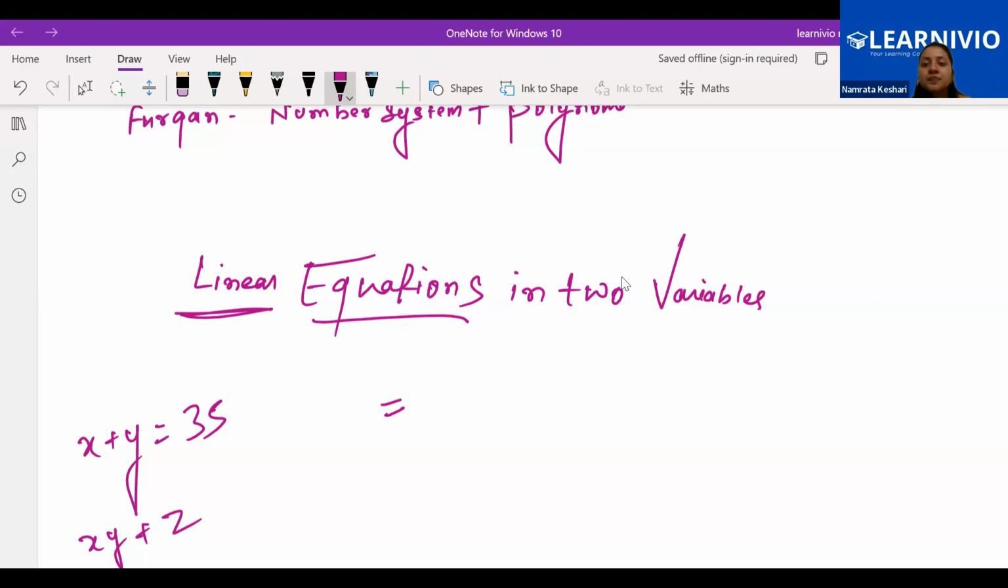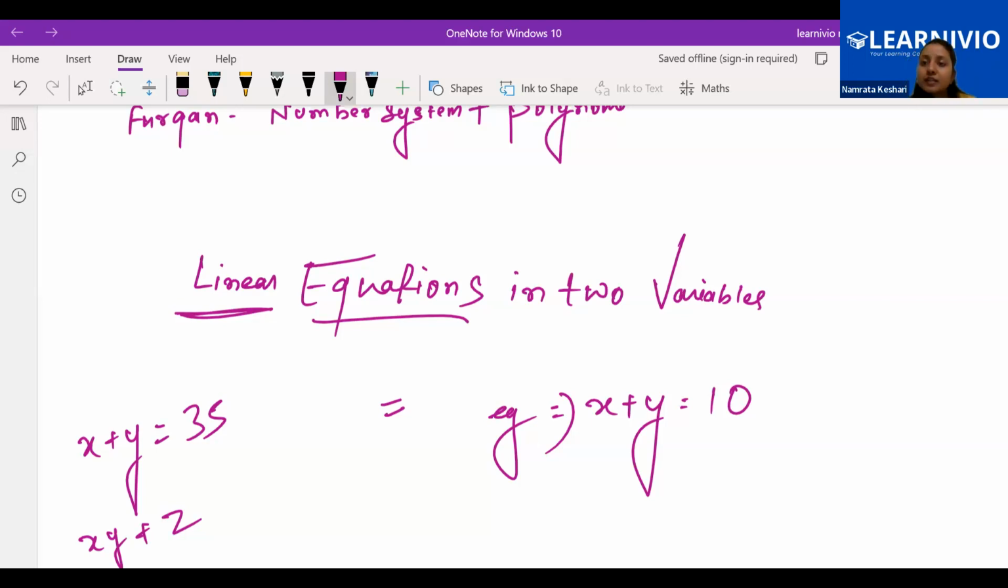For example, x plus y is equal to, let's say, 10. This is a linear equation because the highest power of the variable is 1. How many variables are there? x and y, two different variables. So this is a linear equation in two variables.